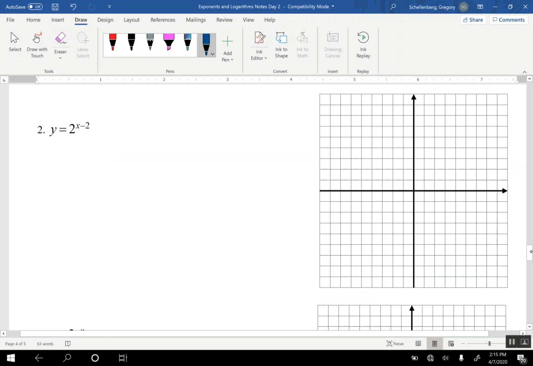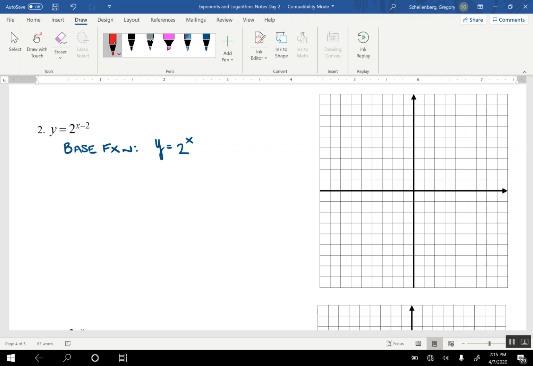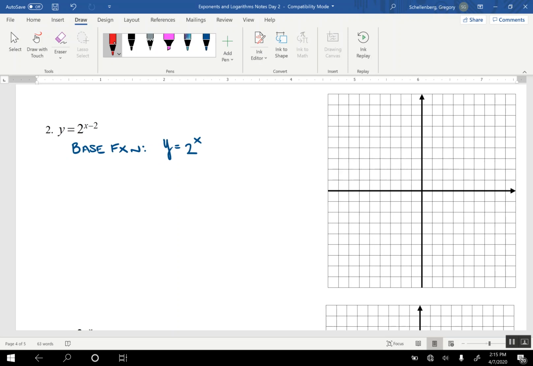Next one. Okay, same idea here. I'll identify what the base function is as we start to work with some more complex functions. Our base function here is y equals 2 to the x. Okay, now thinking about transformations, if we replace x with x minus 2, what happens? We have a translation or a shift of 2 units to the right. Okay, so our base function is the same. Here's our base function in blue.